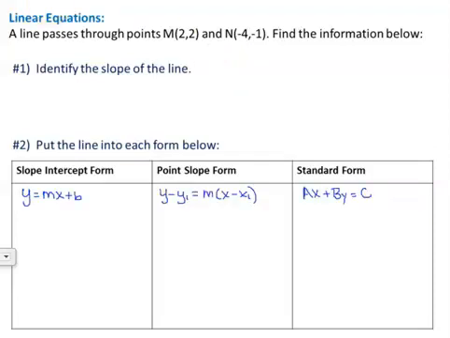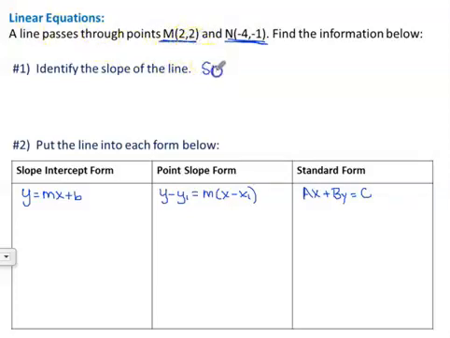If we have a line on a graph, we can take that same line and express it in each of those 3 forms. So we're going to take a line that passes through point M that has coordinates (2, 2), and point N, which has coordinates (-4, 1), and we're going to put that line into those 3 different forms. In order to do that, the first thing we want to do is identify the slope, because in each of our forms, it helps when we know the slope. So let's go ahead and find the slope. Click pause and find the slope between these 2 points. It's good practice, so click pause and find the slope on your own.